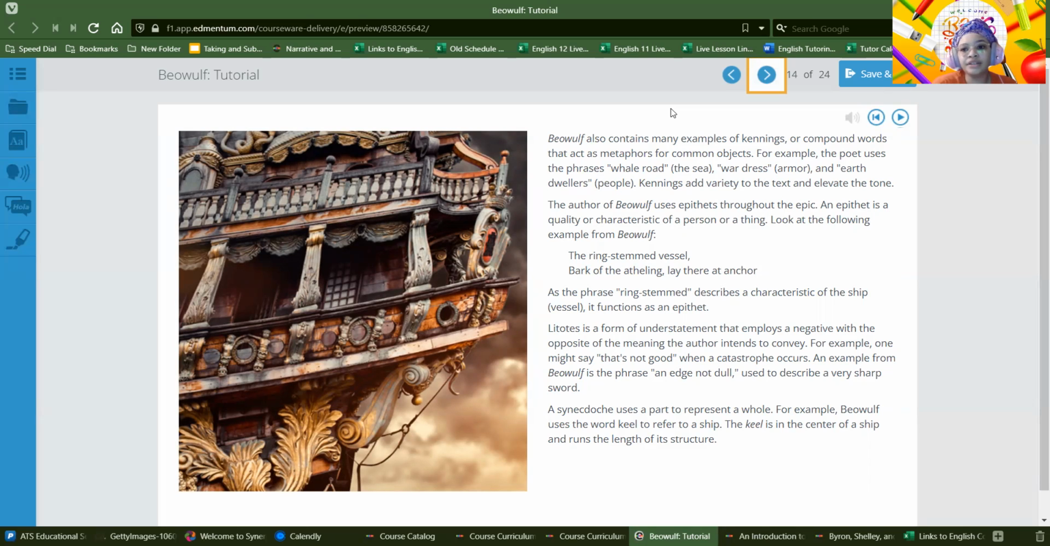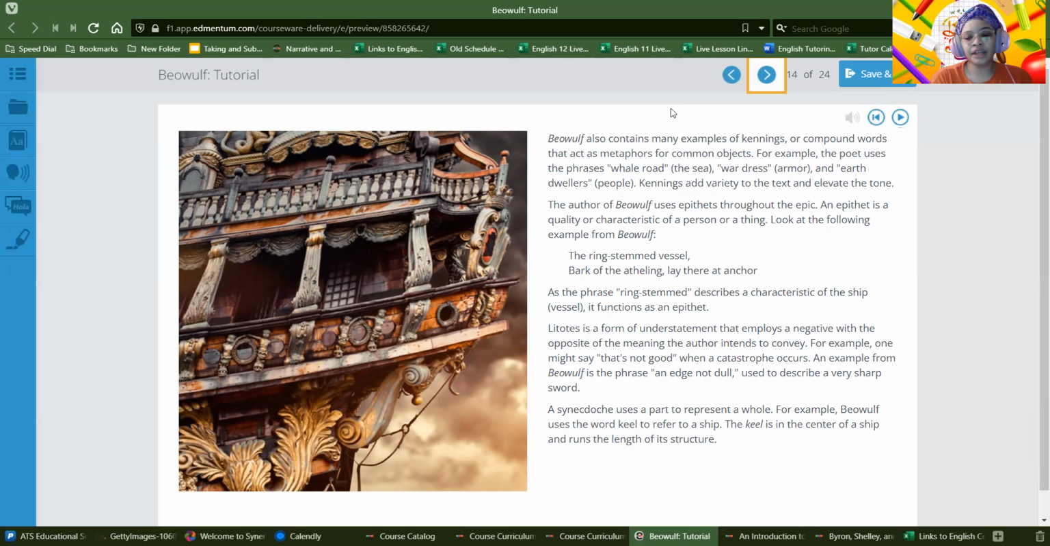So kennings are compound words that act as metaphors for things that people have heard of. For example, they give you at the top, they use whale road for the sea. Obviously whales swim in the water. So technically, if you refer to the water as a whale road, it's not wrong, but it's not how we would normally refer to the sea or the ocean.